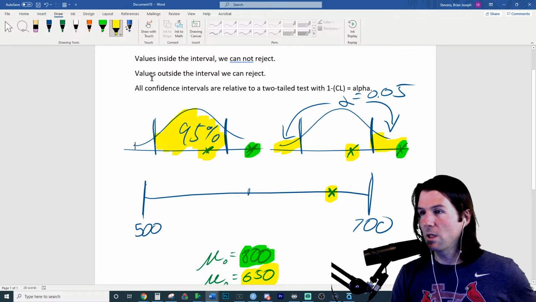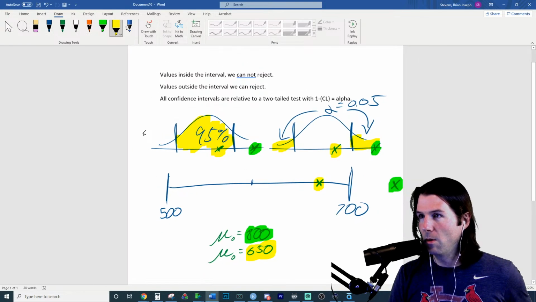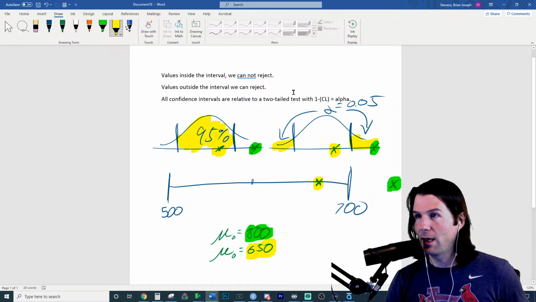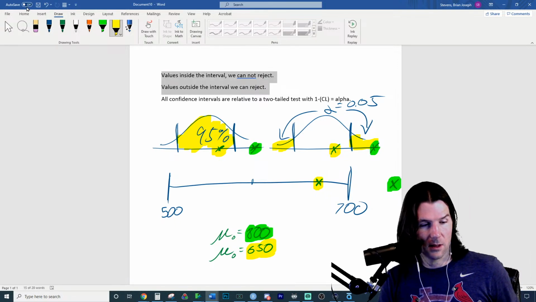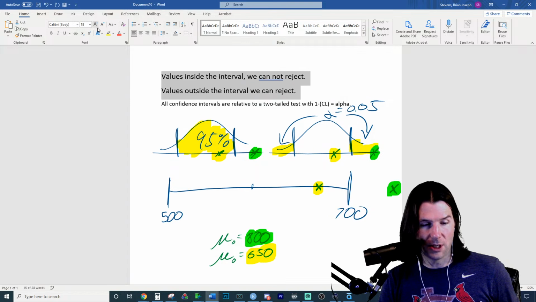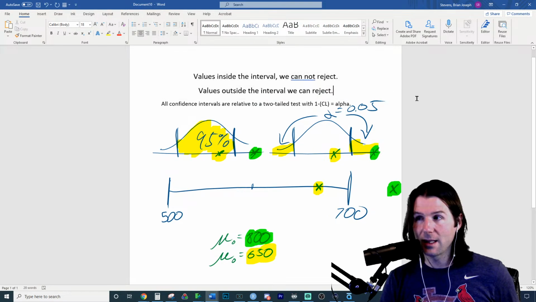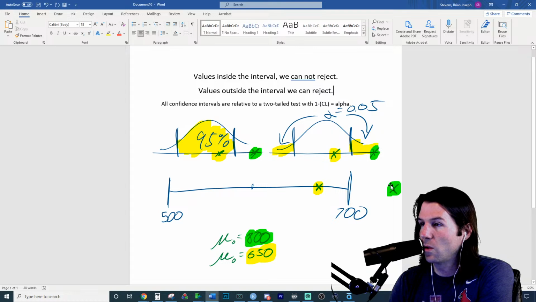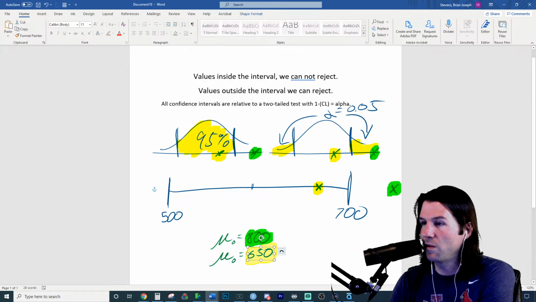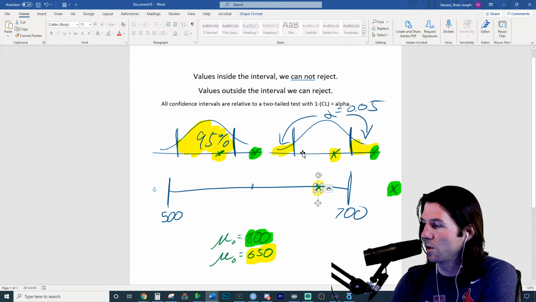And so just looking at where our X's are, hopefully it's making sense that things inside the confidence interval we cannot reject, whereas anything outside the confidence interval we can reject. The value of 800 is outside the confidence interval, so we would be able to reject it. 650 was inside the confidence interval, so we would not be able to reject it. It would not fall into a rejection region.